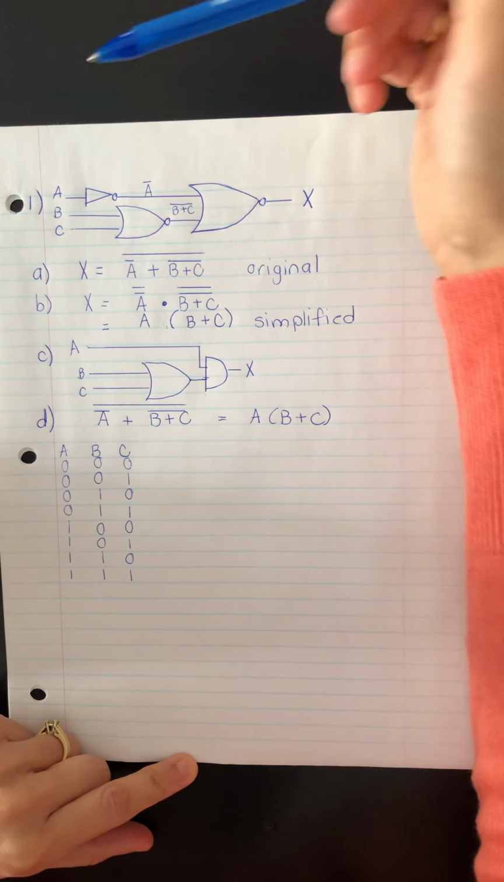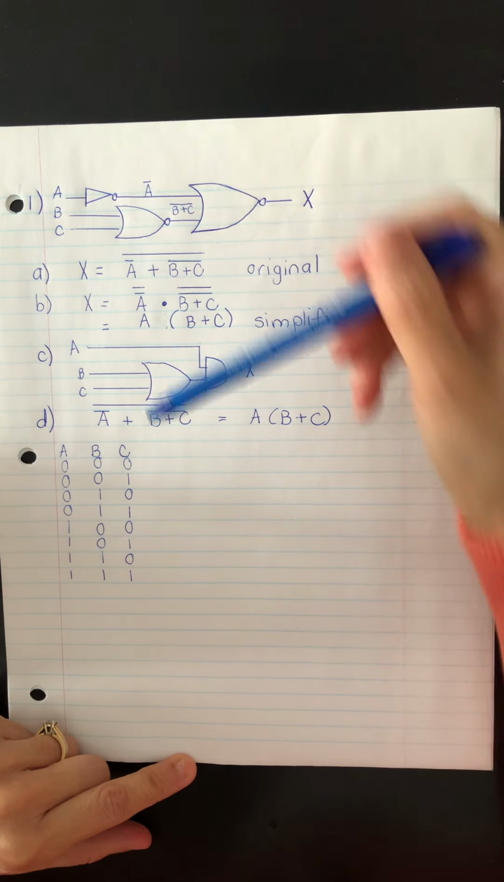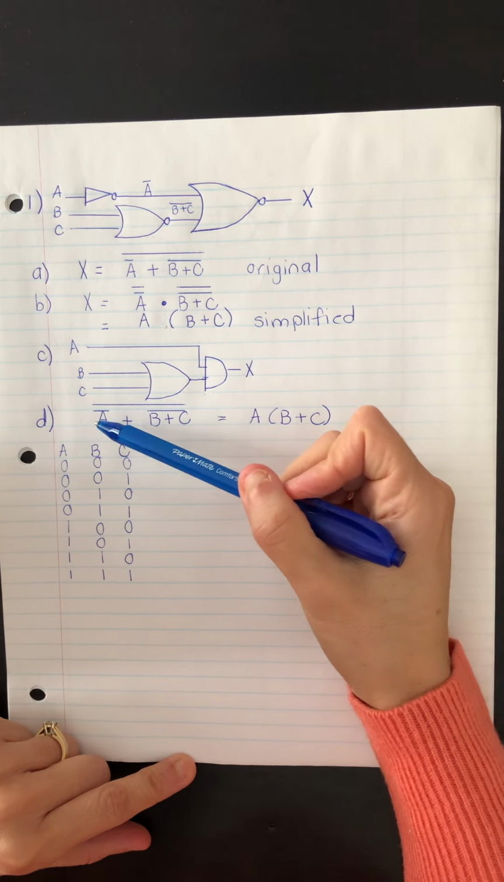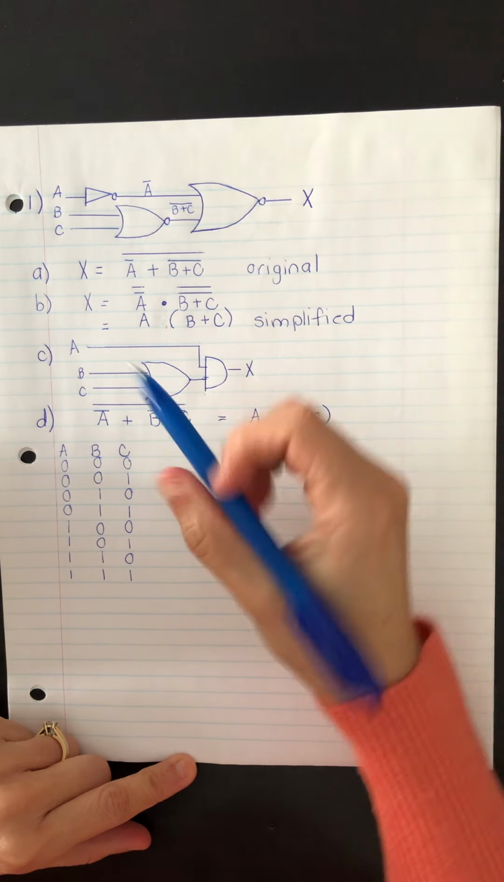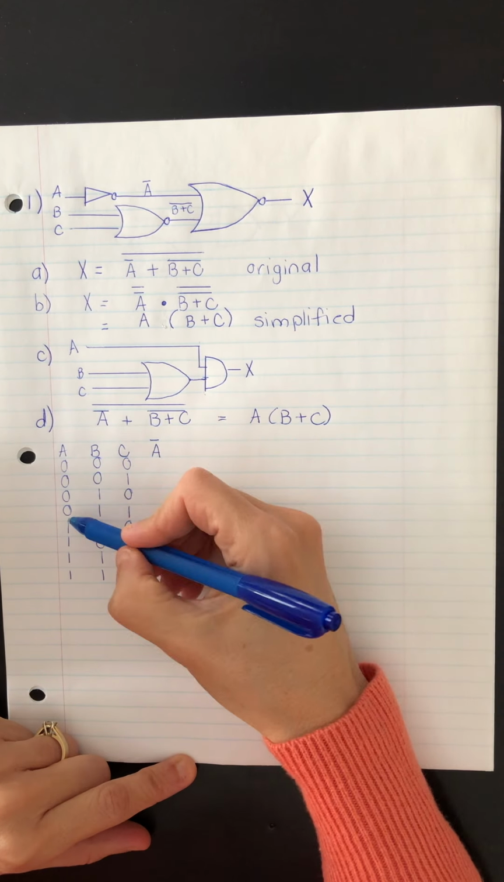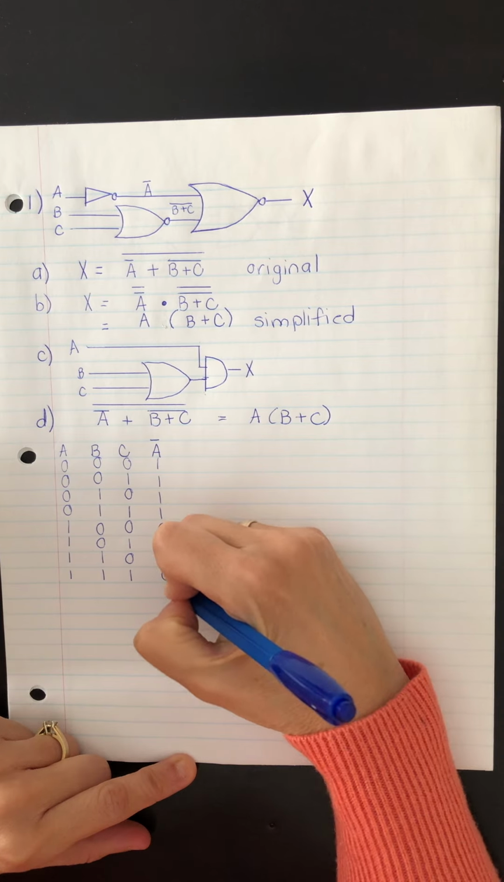So remember that every time you would draw something in the circuit, that would indicate that a column is necessary. So A is going through an inverter, so I definitely need a column for A naught, and it would be 4 ones and 4 zeros.